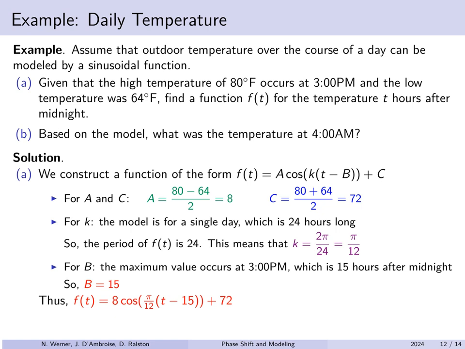You could get the same answer, by the way, by saying that 3 p.m. represents 9 hours before midnight and setting b equal to negative 9. You'd still have the same function here, it would just look different. We can now complete the problem. We're asked to compute the temperature at 4 a.m., that's 4 hours after midnight. We simply plug in t equals 4, and if you plug this into a calculator, it's about 64.3 degrees.